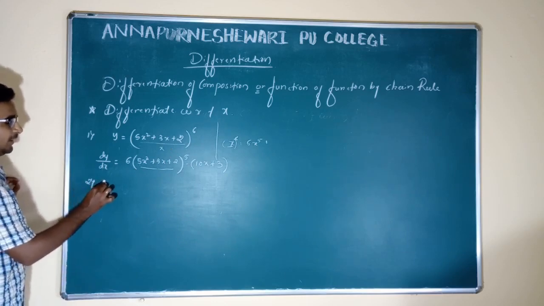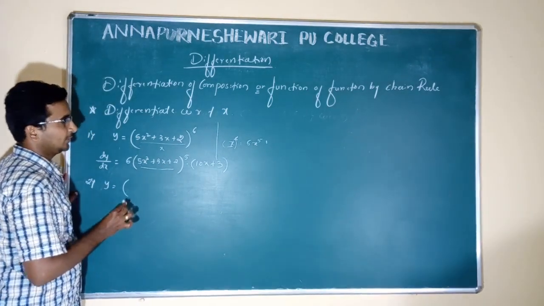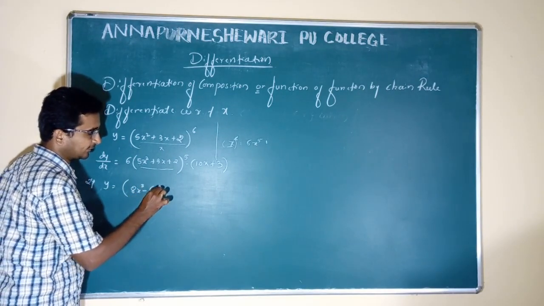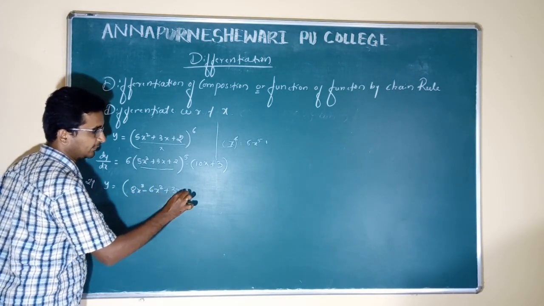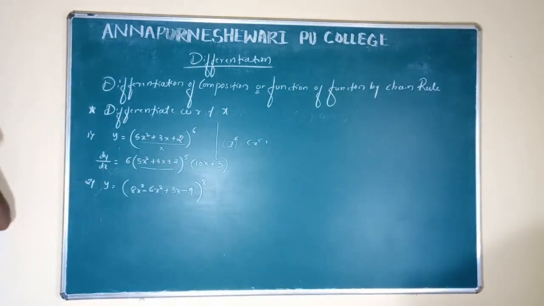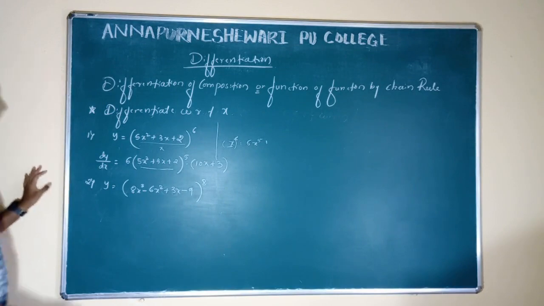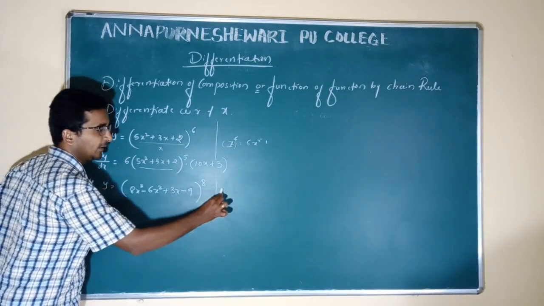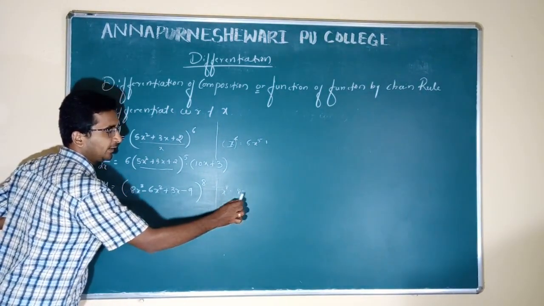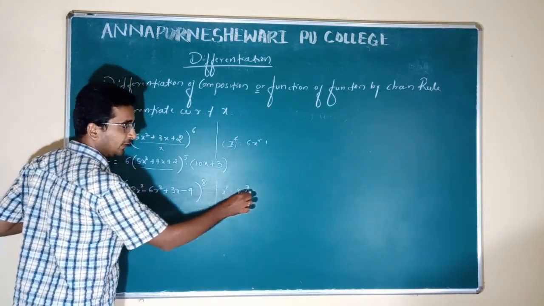The second one. If y equal to 8x cube minus 6x square plus 3x minus 9 whole raised to 8, then how to differentiate this with respect to x? Again I consider this one as x raised to 8. Then x raised to 8 is 8x raised to 7. Then the differentiation of x is 1.